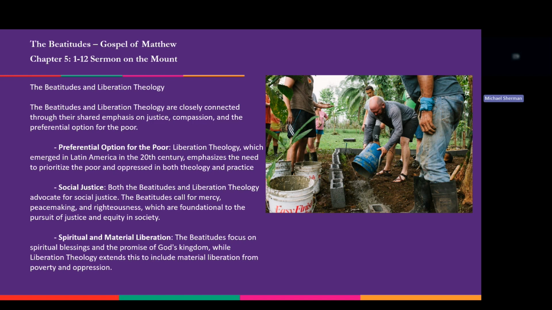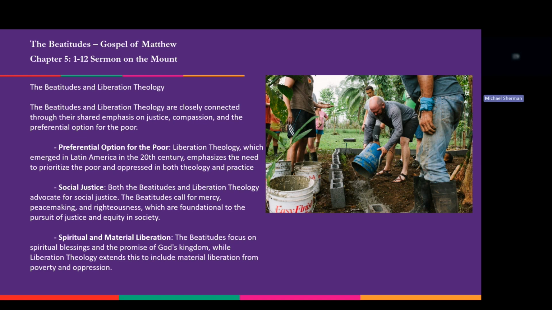The second aspect is social justice. Both the Beatitudes and liberation theology advocate for social justice. The Beatitudes call for mercy, peacekeeping, and righteousness, which are foundational to the pursuit of justice and equality in society. And in that sense, liberation theology builds on the principles laid out in the Beatitudes in addressing systemic injustices and advocating for the rights of the oppressed.